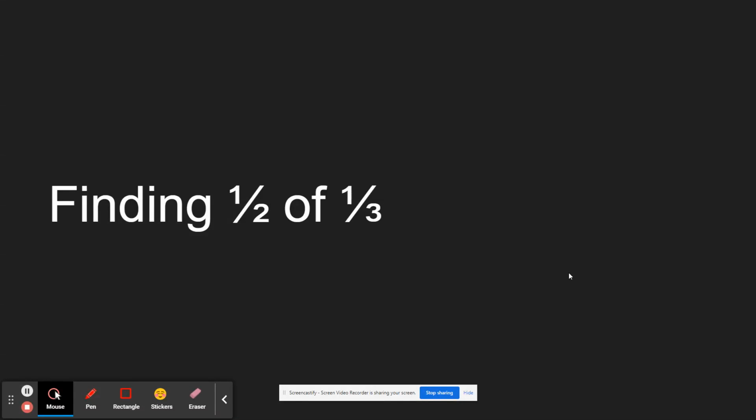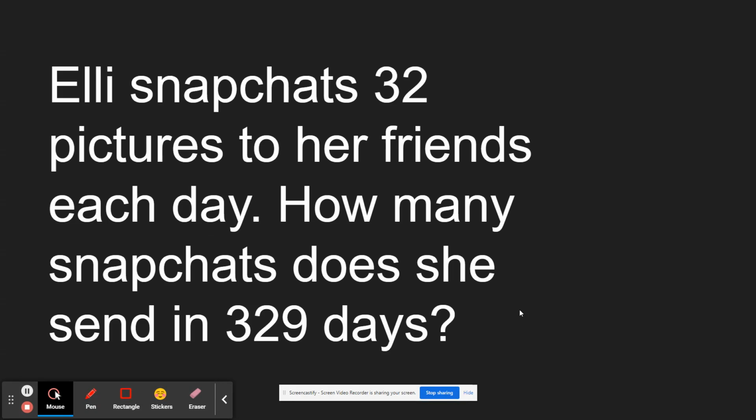Finding 1/2 of 1/3. So these are tricky. A lot of you want to subtract or divide. But when you're trying to find a fraction of a fraction, you'll most likely see this word "of." So you are going to multiply 1/2 times 1/3. If you're trying to find a fraction of a whole number, so let's say 1/2 of 20, you would do 20 times 1/2, which would give you 10.